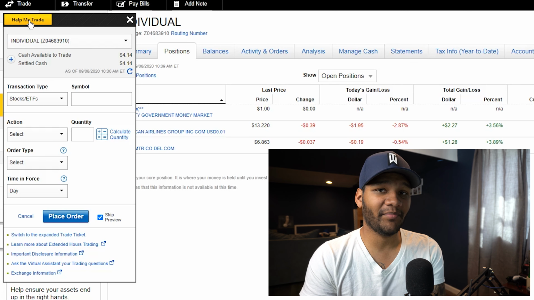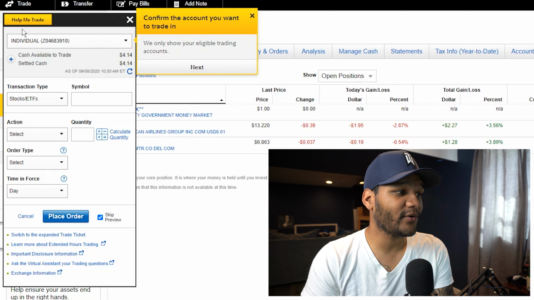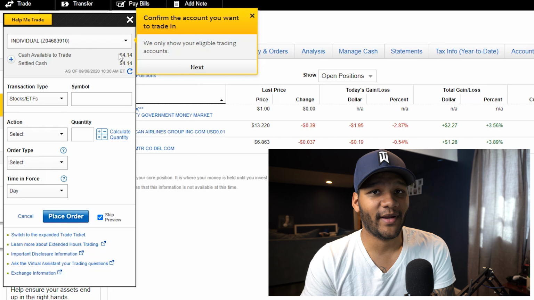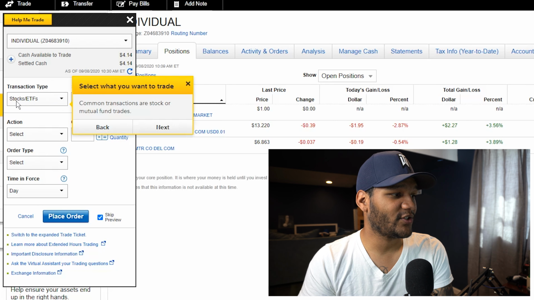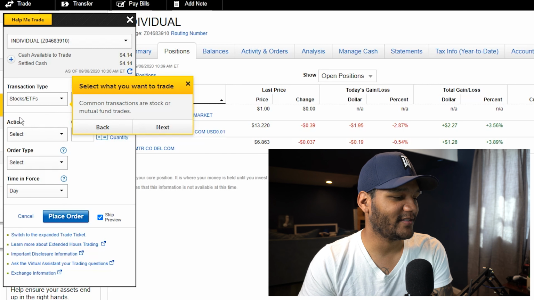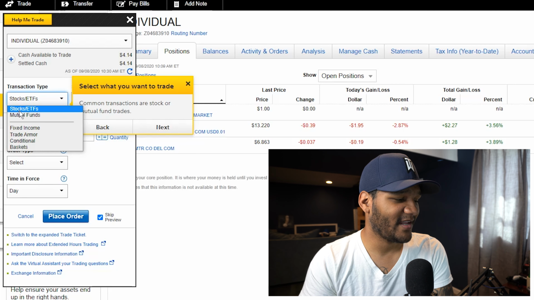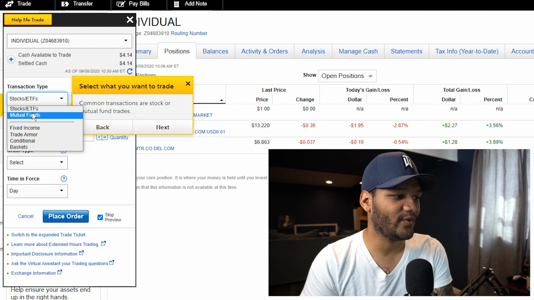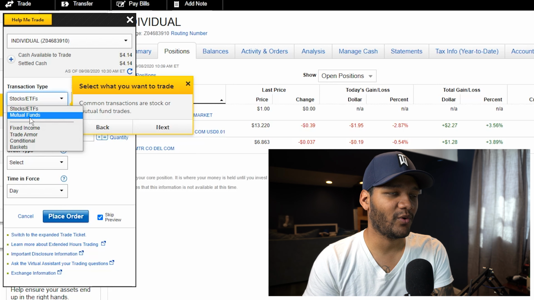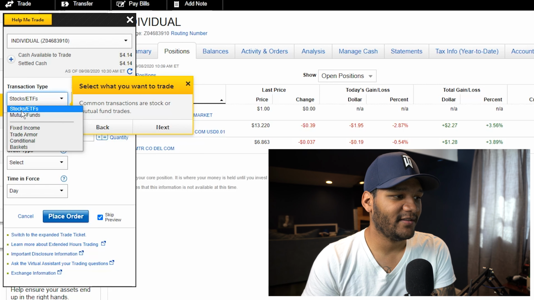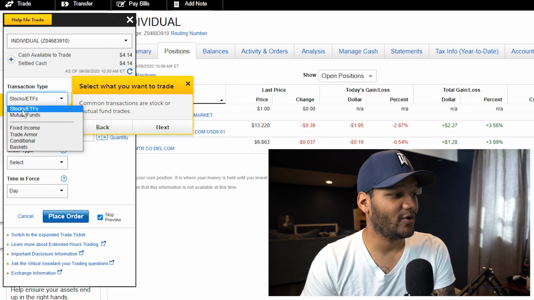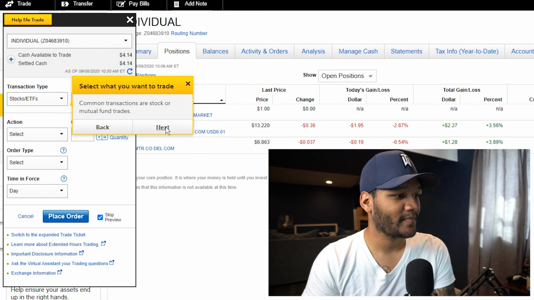With Fidelity, it makes it easy because they have this Help Me Trade button up here. The Help Me Trade button will literally take you through the steps in order to trade if you are looking to do different trades. So you have your account here, set up any account you want. You can hit next. Then it's going to take you into the type of transaction, and you have stocks, ETFs, mutual funds. I really like to stick to these areas: mutual funds for more of my Roth IRA, and stocks and ETFs mainly for my main accounts. So let's click stocks and ETFs here, go to next.